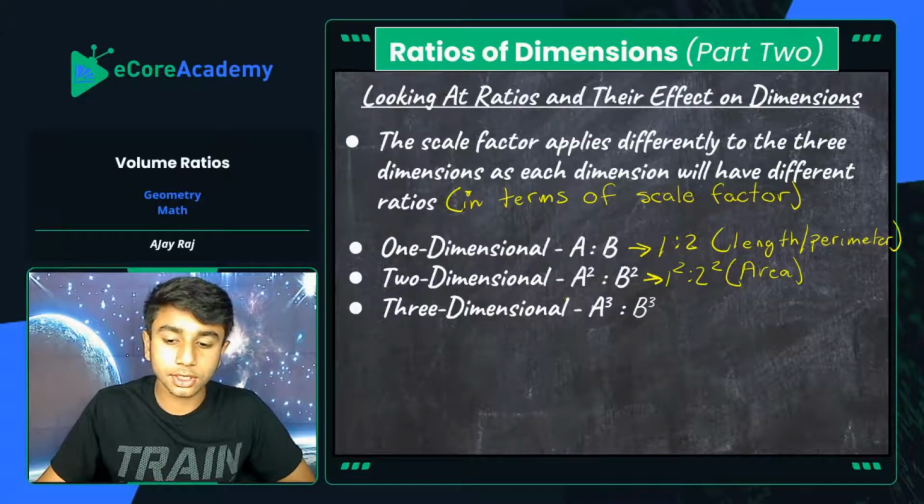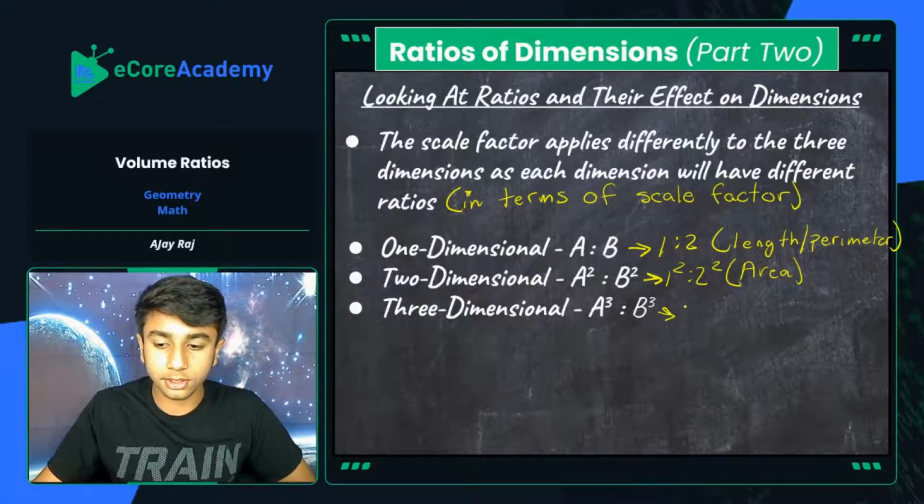And then for three dimensions, it's going to be A cubed to B cubed, and that's going to represent our volume. So it's going to be 1 cubed to 2 cubed. These are just example numbers. If you got confused, I'm just utilizing example numbers to exemplify this, and that's going to be representative of our volume.